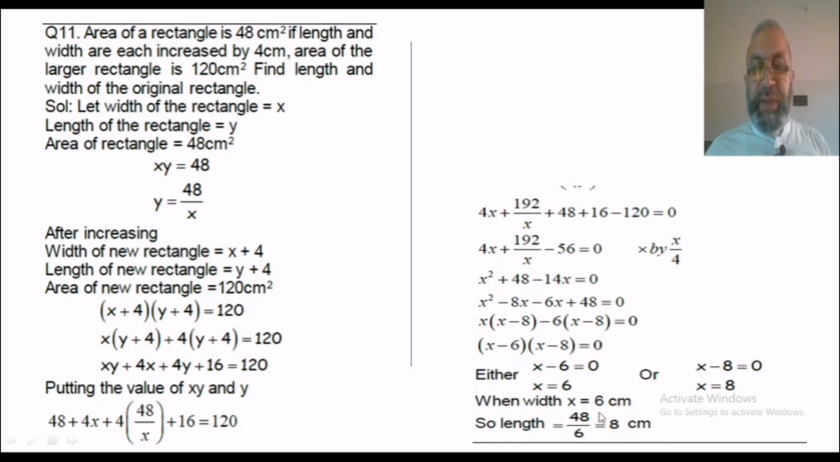So the width of the rectangle is 6 centimeter and the length of the rectangle is 8 centimeter. We can check this by multiplying 6 into 8, which is 48, as given in the question. The area of the rectangle is 48 centimeter square.